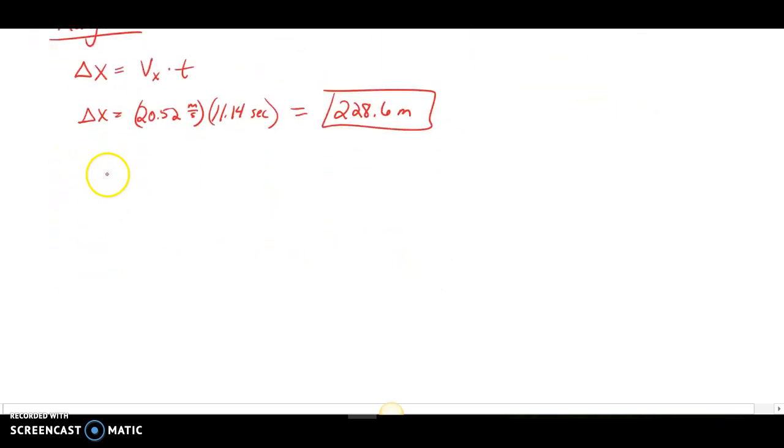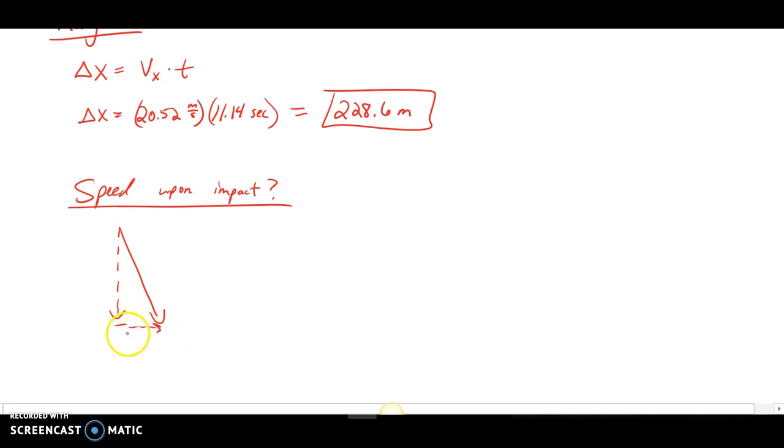And last but not least, if I wanted to know the speed upon impact, so when it lands, how fast is it going? Again, draw your little vector, break it into its x and y components. We already know the x component is 20.52 meters per second. You can use kinematics to solve for the final y velocity. I'm going to skip ahead to that. We know it's going to be 52.8 meters per second. Again, I'm just going to skip the algebra there. Use the Pythagorean theorem to get this hypotenuse. You get 56.6 meters per second. That's how fast it's moving when it hits the ground. If you want to know at what angle, you'd use trig to solve this data.